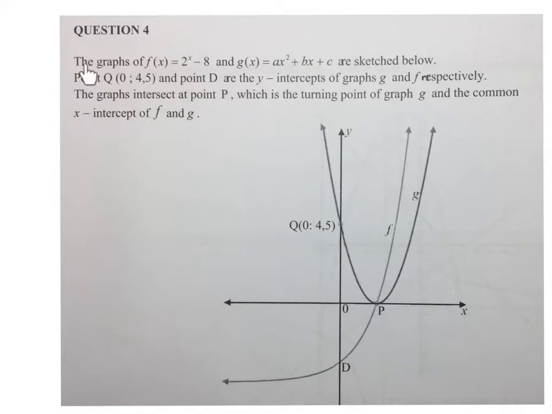The question reads, the graph of f of x equals 2 to the power of x minus 8 will be that one. There's an f on it. And g of x is ax squared plus bx plus c, that's the parabola, are sketched below. Then they say points Q(0, 4,5) and D are the y-intercepts of g and f respectively. So there we have Q with a coordinate and D down there, and they are the two y-intercepts. The graphs intersect at P, which is over there, which is the turning point of graph g, and the common x-intercept of f and g.